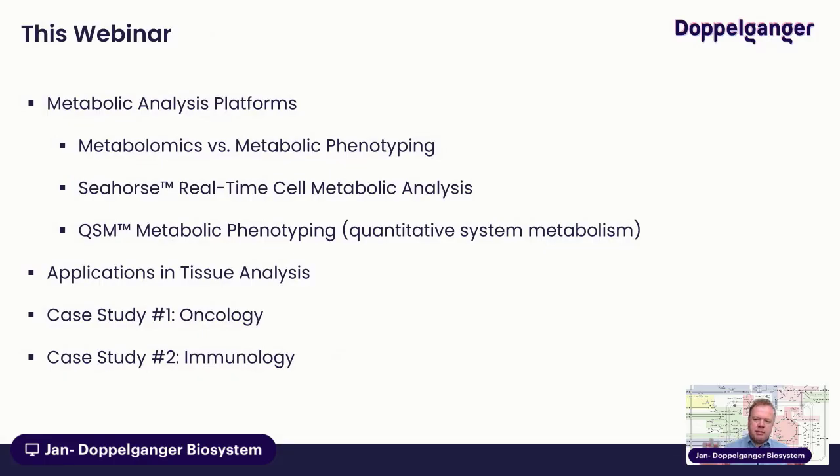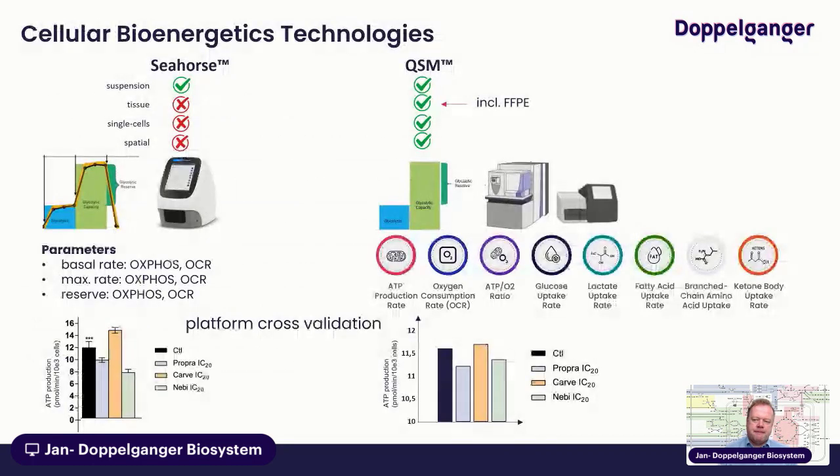In the beginning, I would like to give a quick overview about the next 20 minutes. I would like to differentiate between metabolomics and metabolic phenotyping. I would like to explain a little bit the Seahorse technology in contrast to QSM metabolic phenotyping, which is an alternative system to the Agilent Seahorse platform. And I would like to speak today about application in tissue analysis. At the end of the talk, I have two case studies. One is on oncology, and the other one is on immunology.